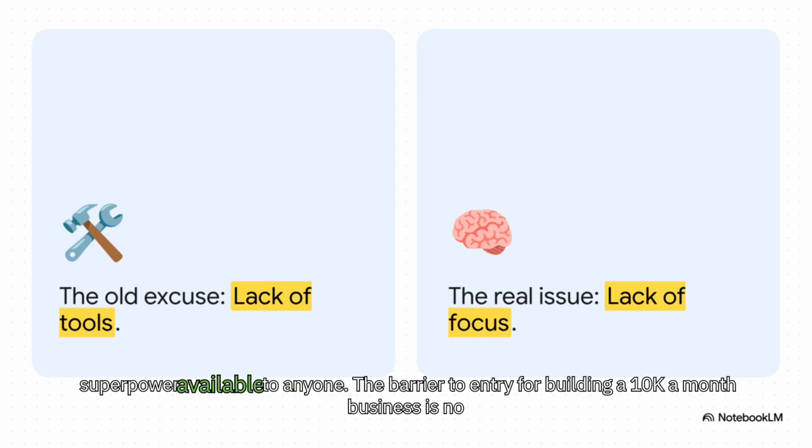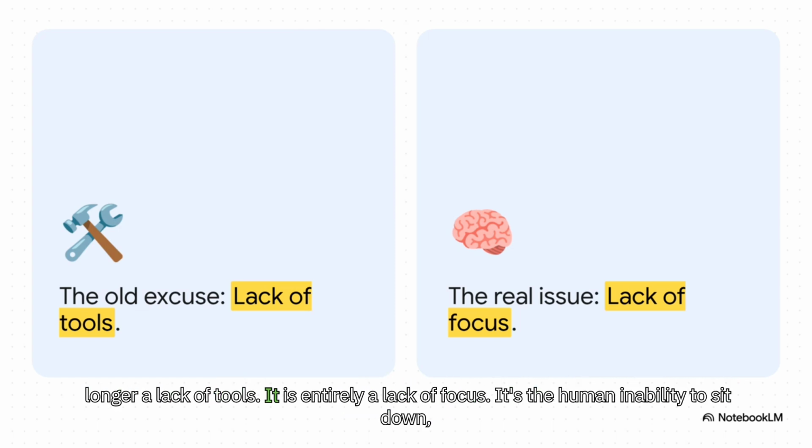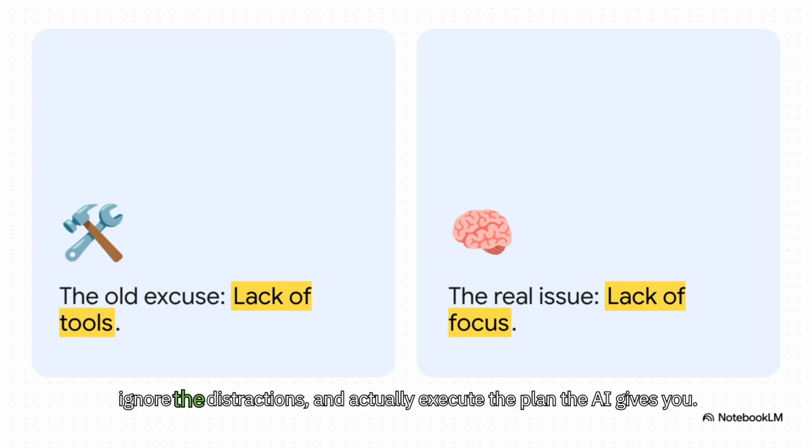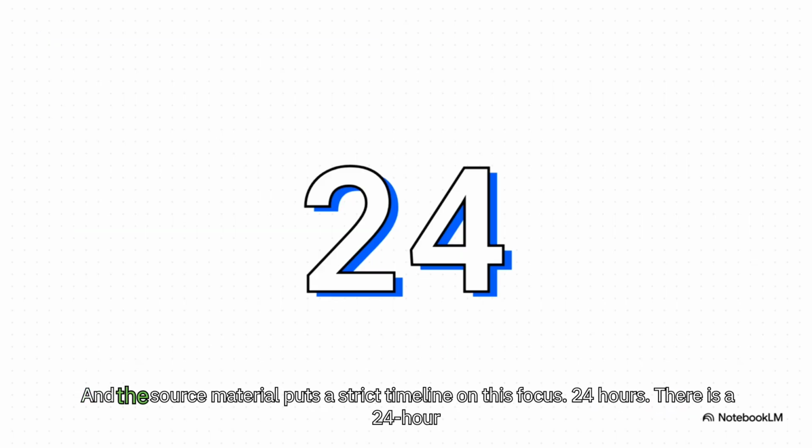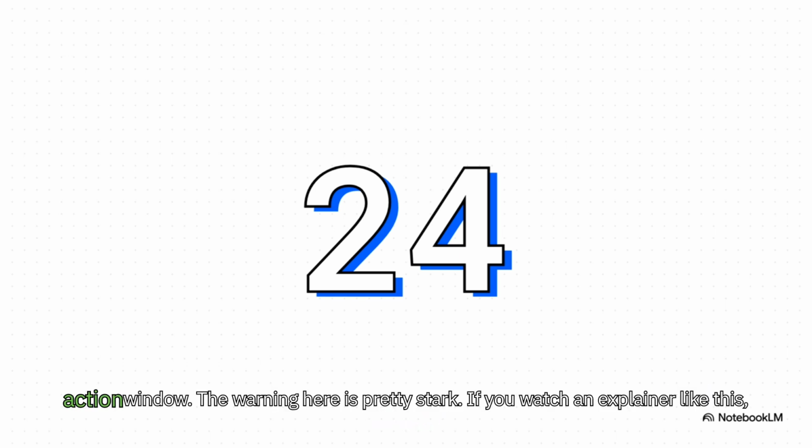NotebookLM is a free superpower available to anyone. The barrier to entry for building a 10K a month business is no longer a lack of tools. It is entirely a lack of focus. It's the human inability to sit down, ignore the distractions, and actually execute the plan the AI gives you. And the source material puts a strict timeline on this focus, 24 hours. There is a 24-hour action window.